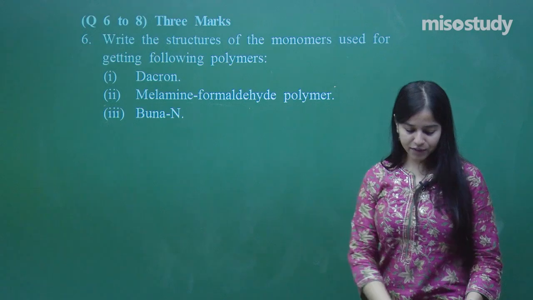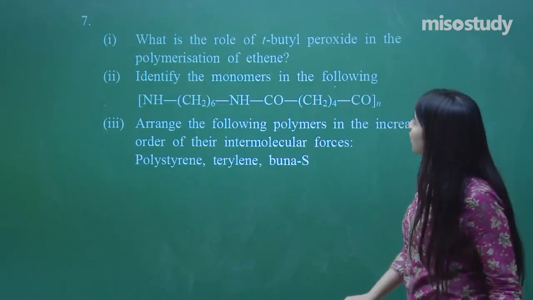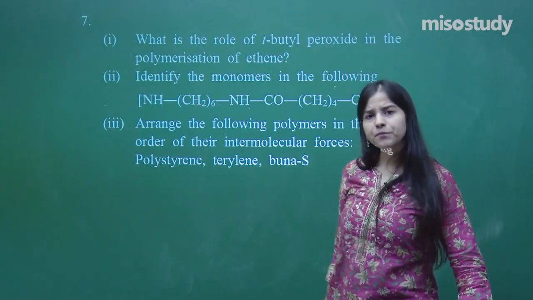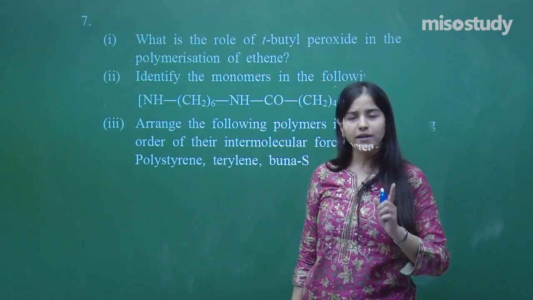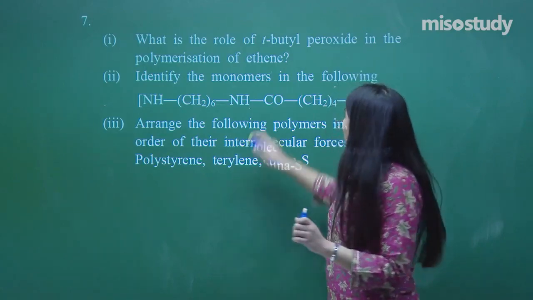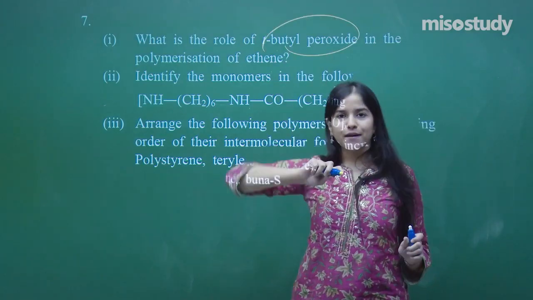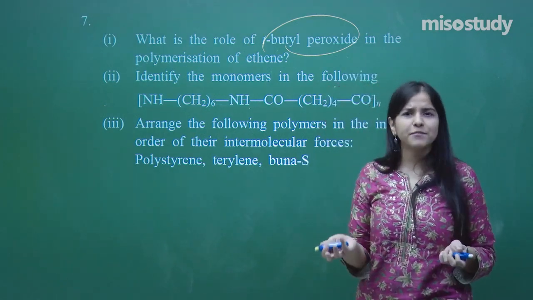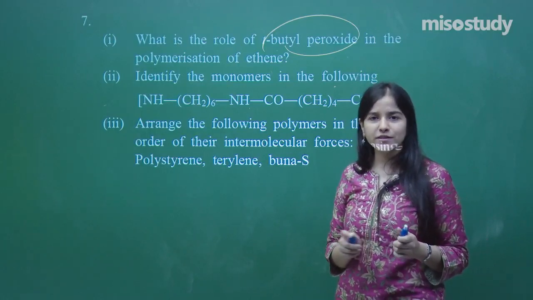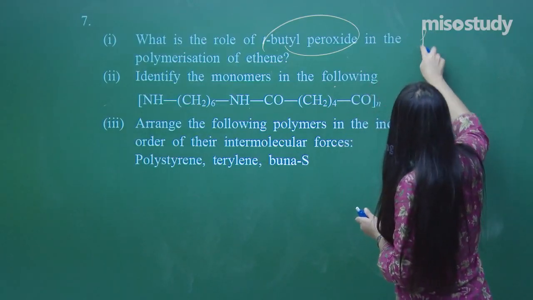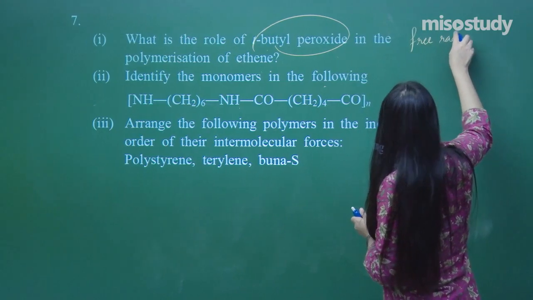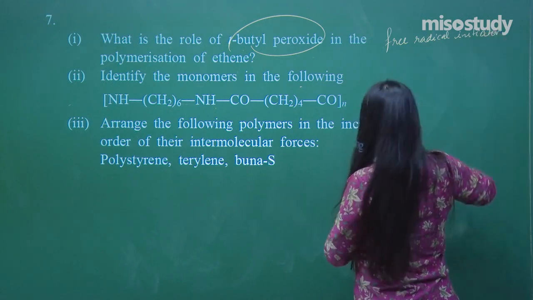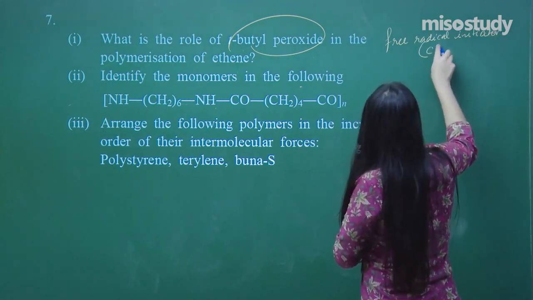Let's move on to the 7th question now. What is the role of tertiary butyl peroxide in the polymerization of ethene? Now what is it? We have discussed benzoyl peroxide in the polymerization. From where does this tertiary butyl peroxide come up? So basically, just like the role of benzoyl peroxide, what does benzoyl peroxide do in the polymerization process? It is a free radical initiator, right? Yes, so it's a free radical initiator along with the property of a catalyst, yes.